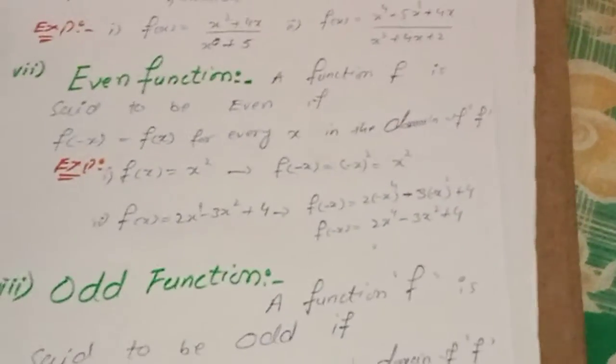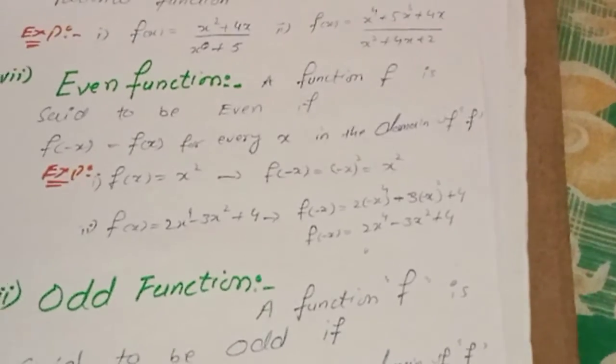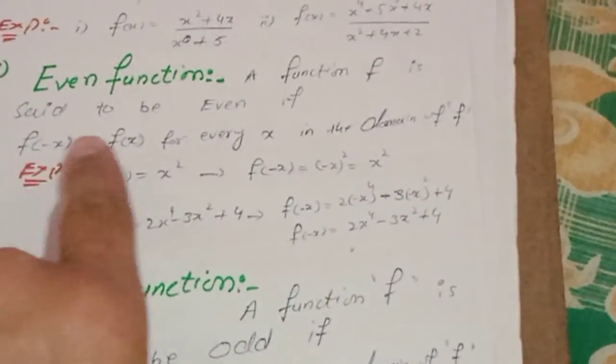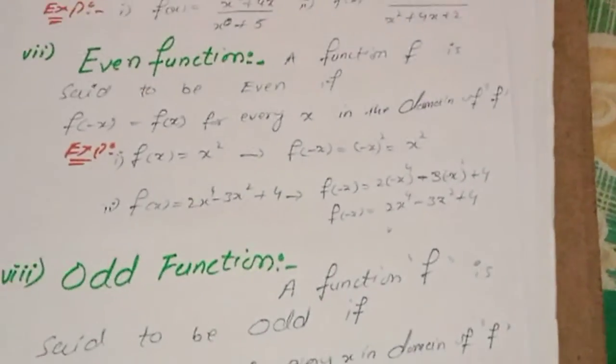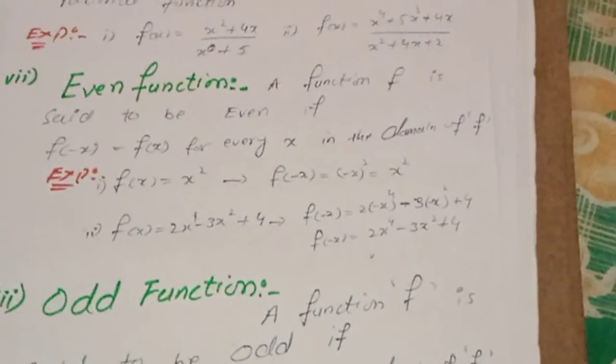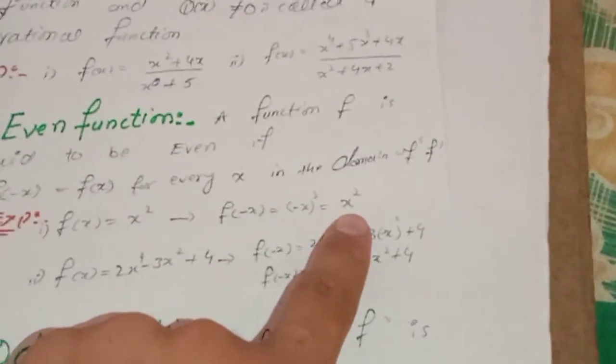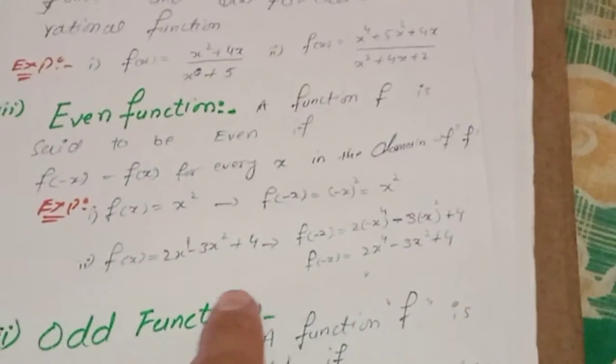Number 7 is even function. A function f is said to be even if f of minus x equal to f of x. If we put a negative value, it gives us the same value for every x in the domain of f. For example, if f(x) is equal to x square, if you put f of minus x, so minus x square is also x square, so it gives us f of x.